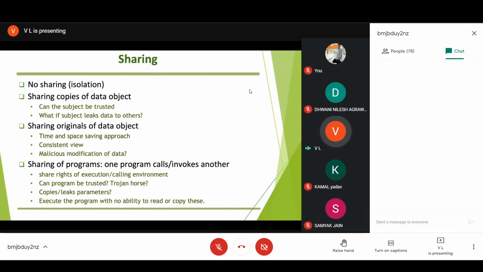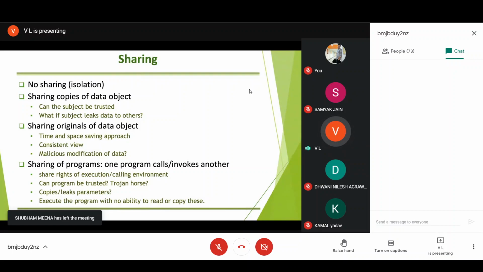Then another problem is that when we are sharing the data object, there might be multiple copies of the same object, so maintaining consistency would be a problem. Sharing of programs can be even more problematic, and so sharing has its own disadvantages, and it has to be done with care.